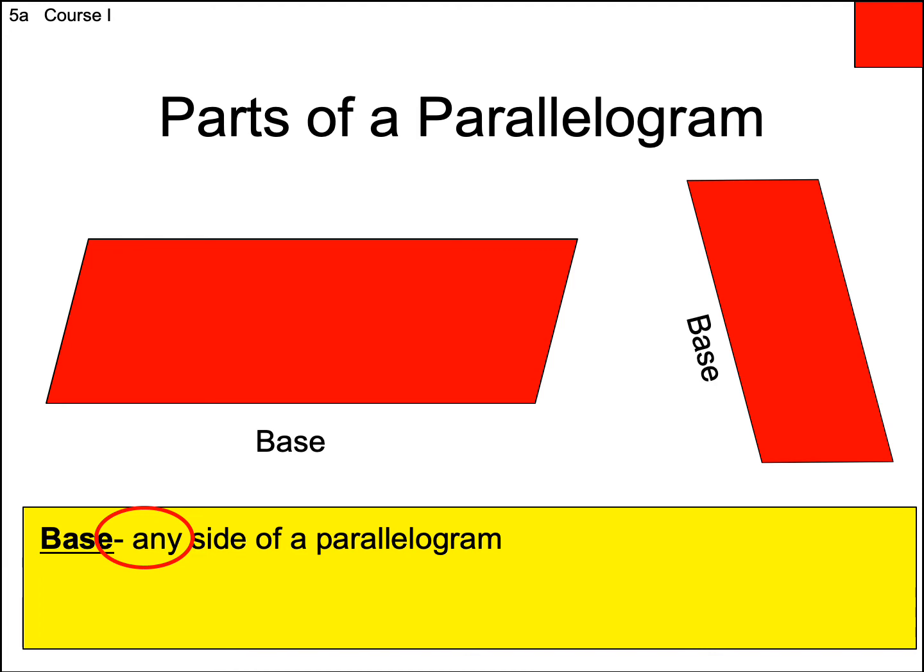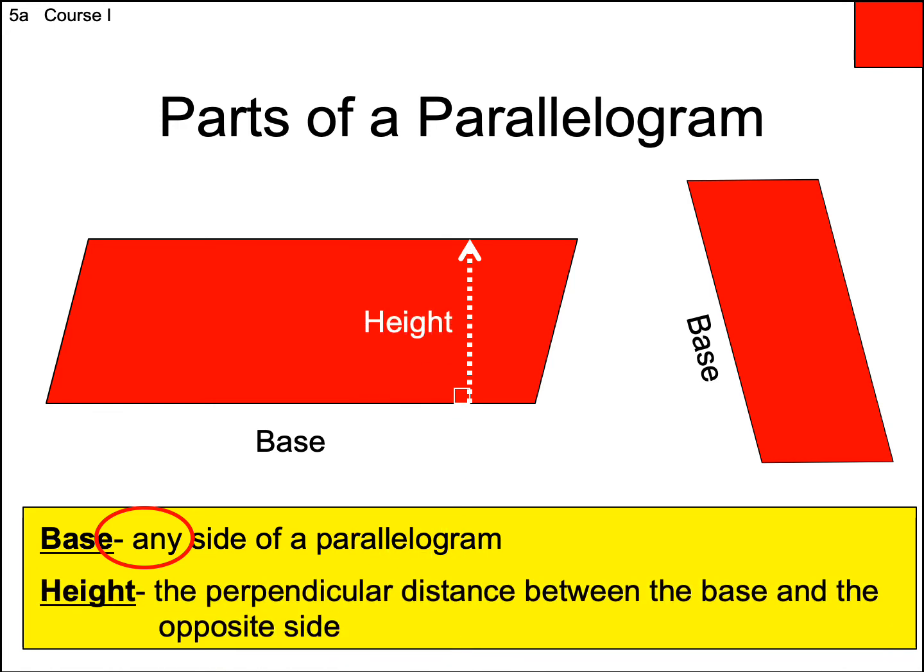If we measured the distance perpendicularly from the base to the opposite side, I'll draw a little line there. Typically, we put dotted lines when we're measuring this. Notice there's a little square right here indicating that it's a 90-degree angle, right angle, or perpendicular. That distance we're going to call the height. So label and write the definition. The definition is the perpendicular distance between the base and the opposite side.